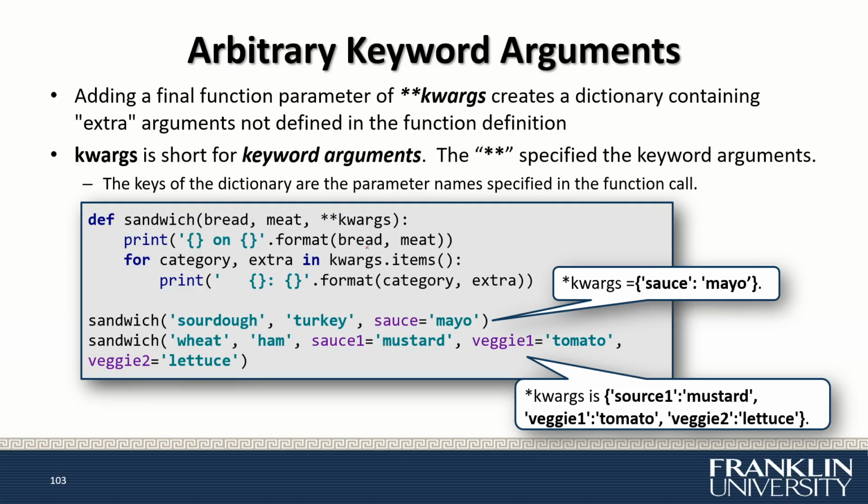So for the asterisk kwargs, I can say sauce equal to mayo, or sauce1 equal to mustard, veggie1 equal to tomato, veggie2 equal to lettuce. These keywords have a name equal to value pair. And this is a dictionary. The curly brackets that you see are a dictionary. We will talk more about dictionaries later. But for now, just think of a dictionary as a key, colon, value or name-value pair.